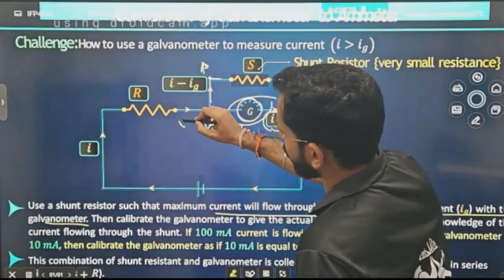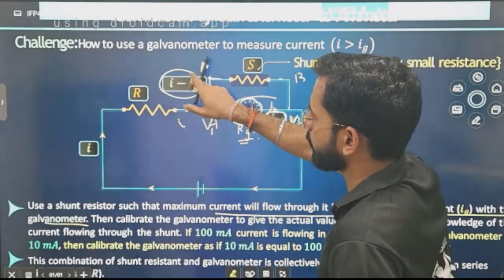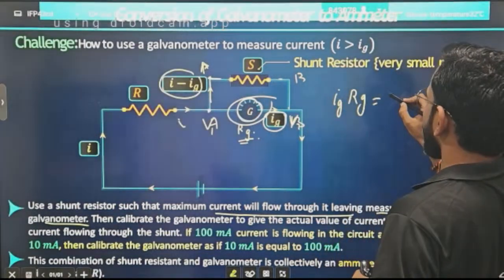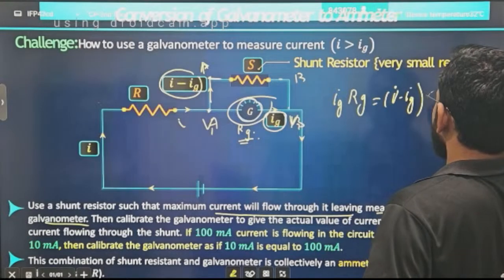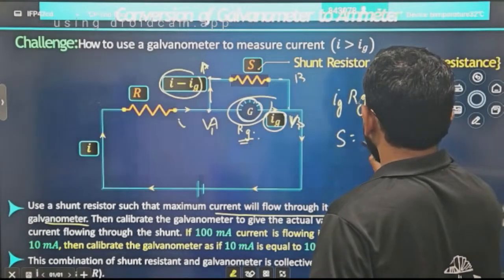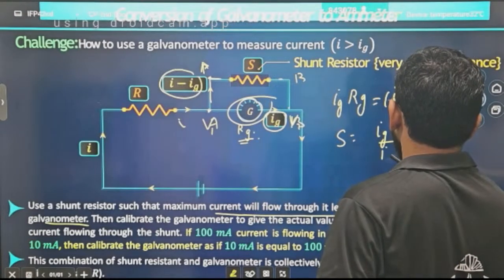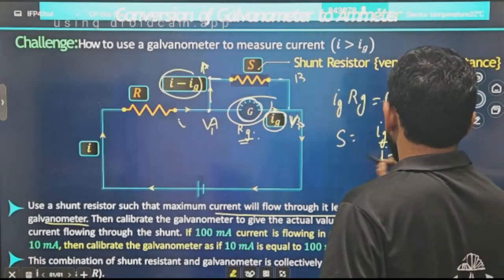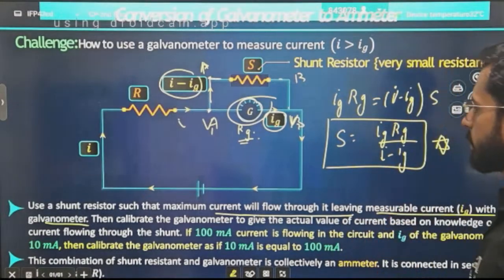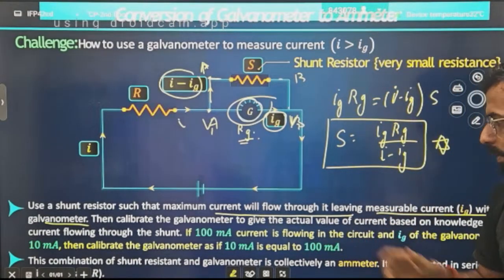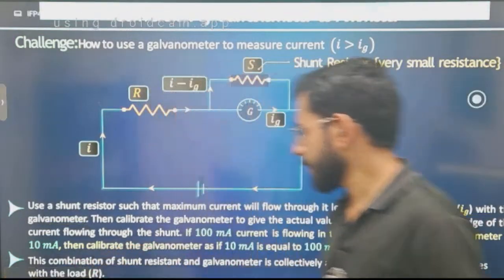The net current flowing through the circuit is I. Ig is passing through the galvanometer, so what is the current passing through the shunt? I minus Ig. So the net current through the shunt is I minus Ig, multiplied by the shunt S. That means the formula we get for the shunt is S equals Ig Rg divided by I minus Ig. This is the formula that you will get for the shunt resistance. Is it clear?